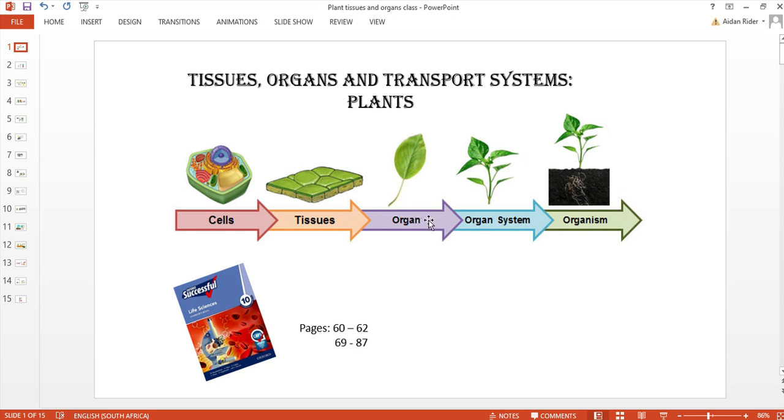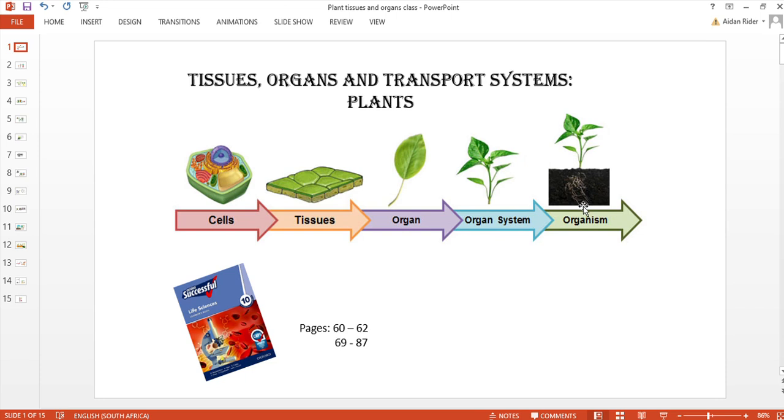Okay, and then your group of organs gives you an organ system. Okay, so here it shows you a leaf structure. And that is an organ with another organ next to it, the stem. It doesn't show it, but the root's another one. So a couple of organs together gives you an organ system. And all these organ systems together give you the organism, ultimately.